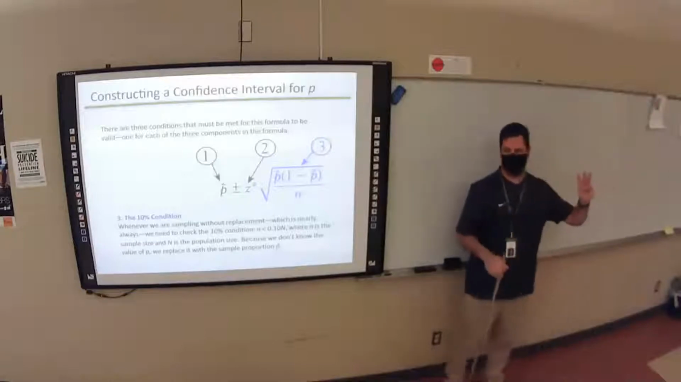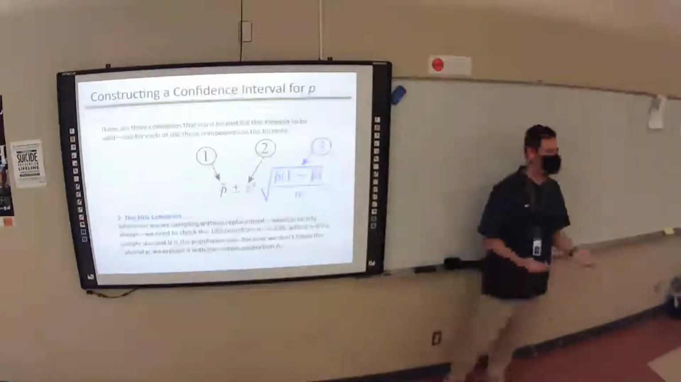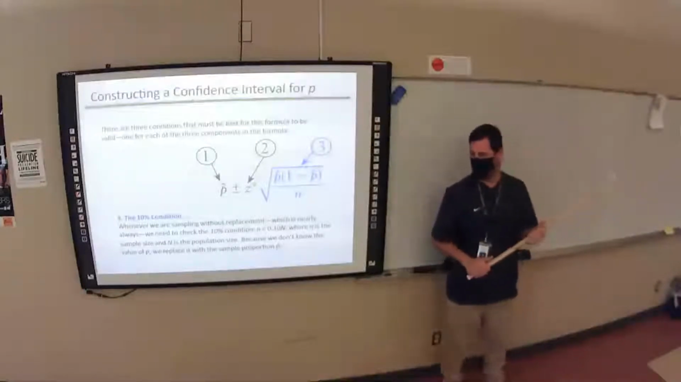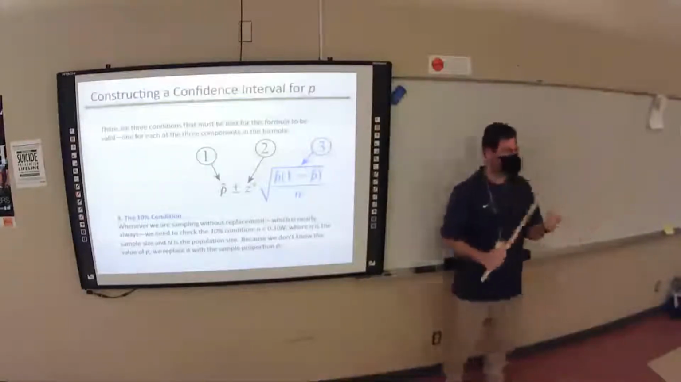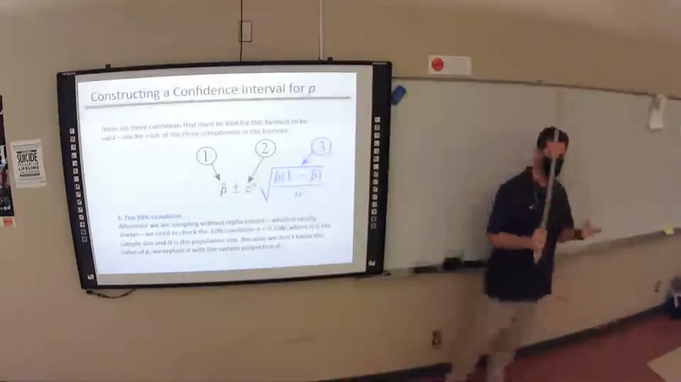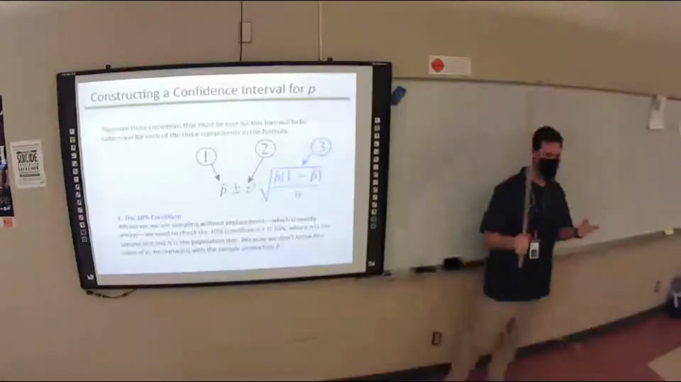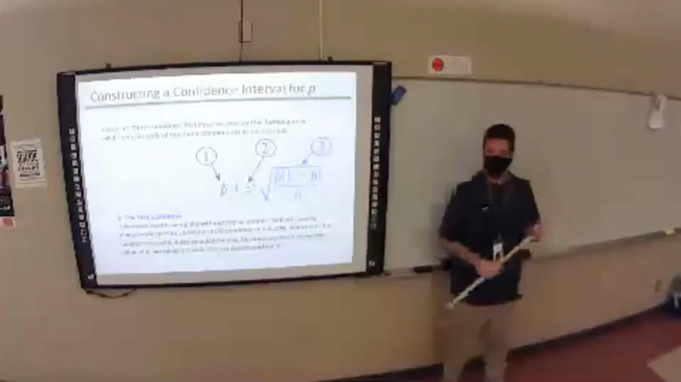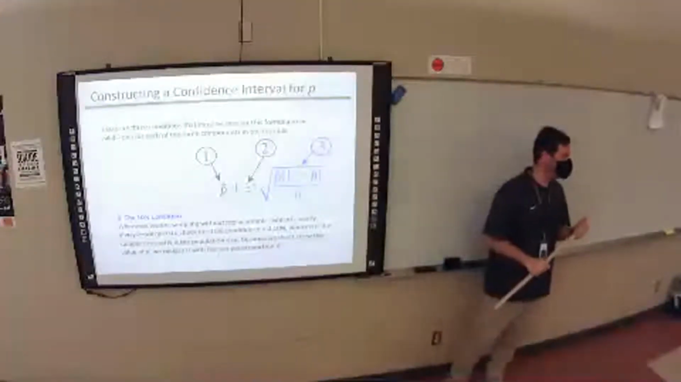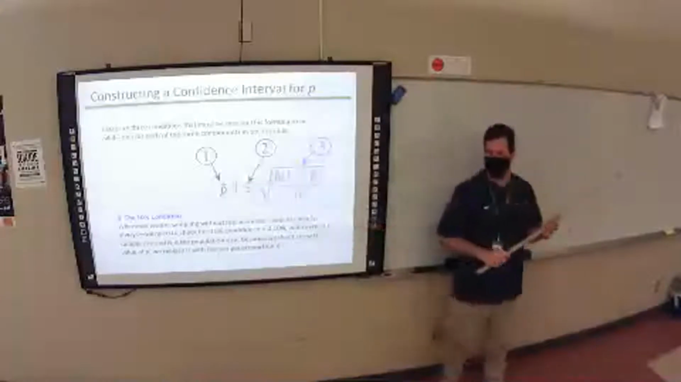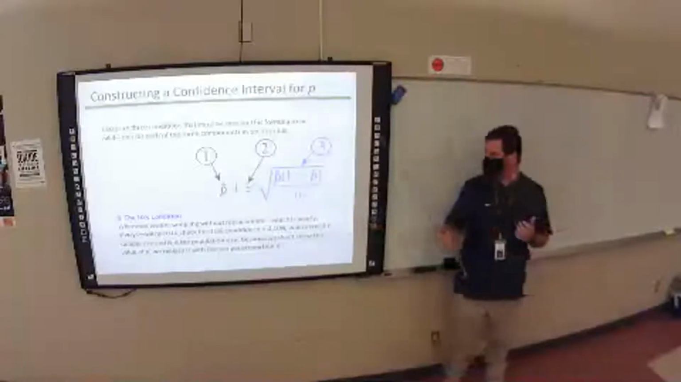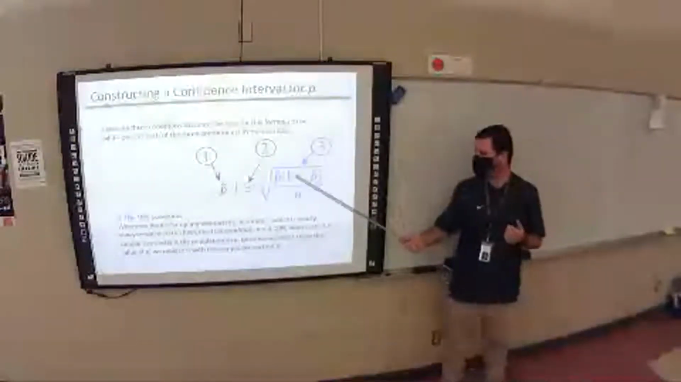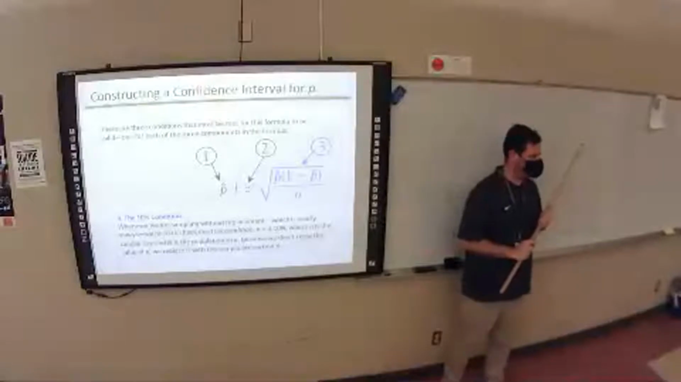Three conditions. Very, very, very important. We meet them, we check them, and we explain that we check them. The large counts. We must show the N times P hat, and if we can show that, approximately normally distributed, and that's important. We must show that P hat came from a random sample. And we must show that our sample size is less than 10% of our population so that we can use this formula.